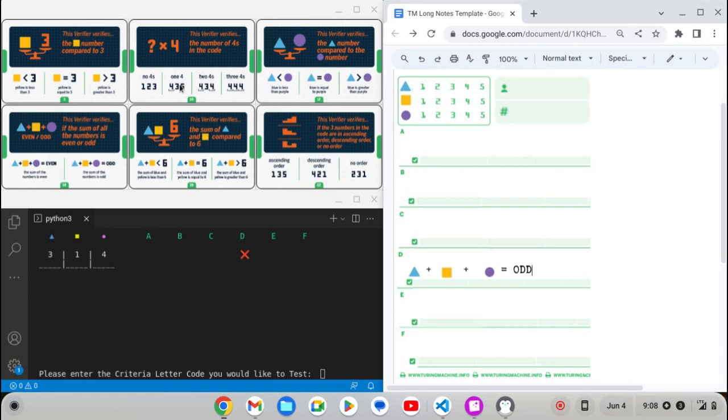I think what I'll do is test, as my second test, the sum of triangle and square and see what we get there. So that's criteria card E.